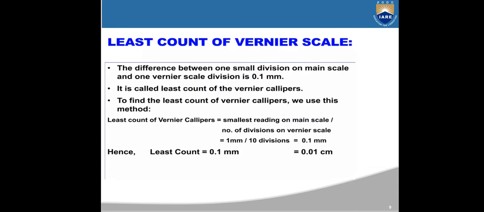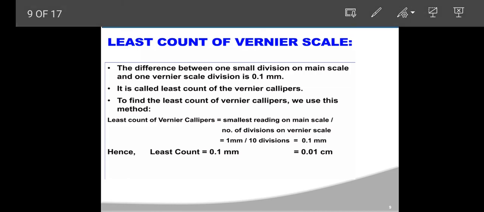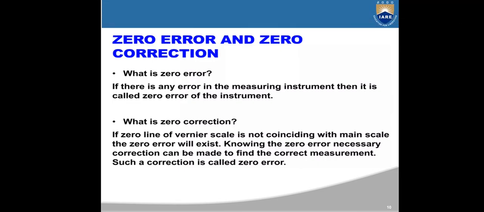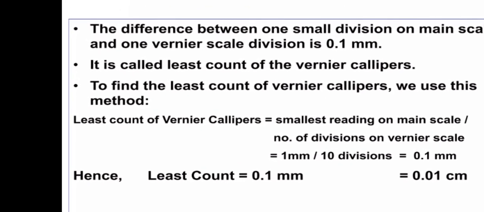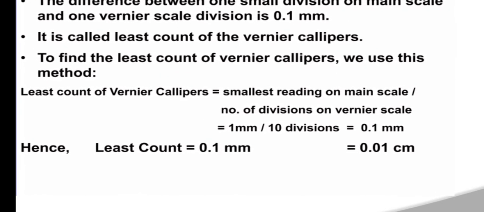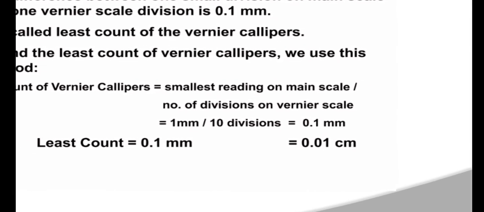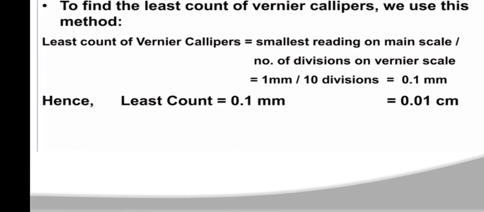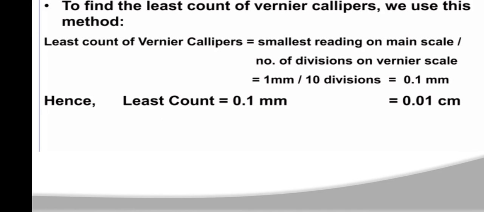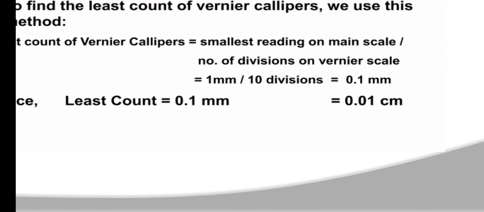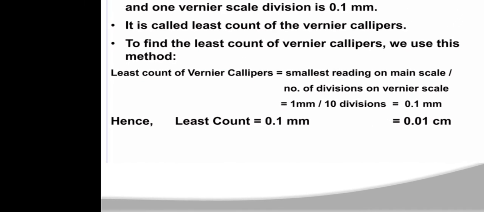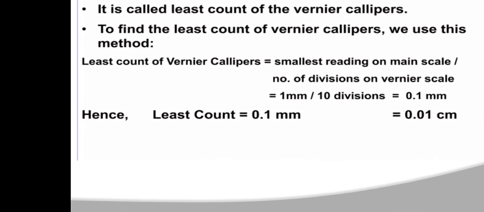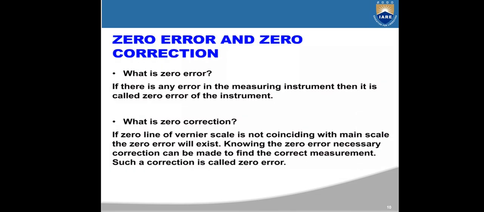The least count of the vernier scale. The least count of the vernier scale is the smallest reading on the main scale divided by the number of divisions on the vernier scale. When 1 mm is divided by the number of divisions, the 10 divisions, it means 0.01 centimeter or 0.1 millimeter. Hence the least count is 0.01 centimeter, or in millimeters it is 0.1 millimeters.